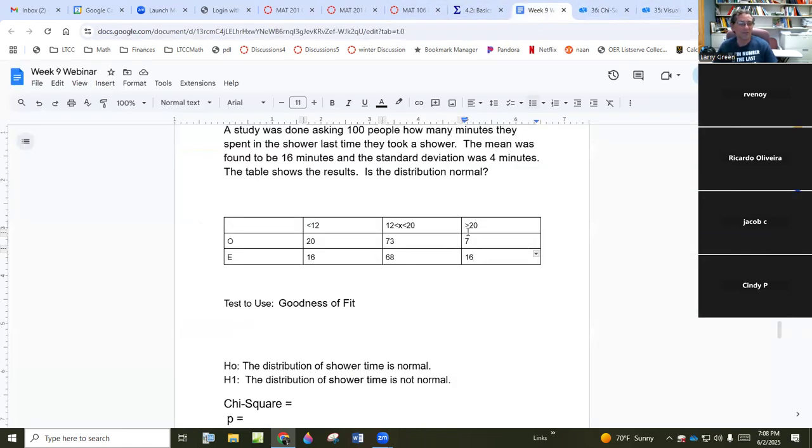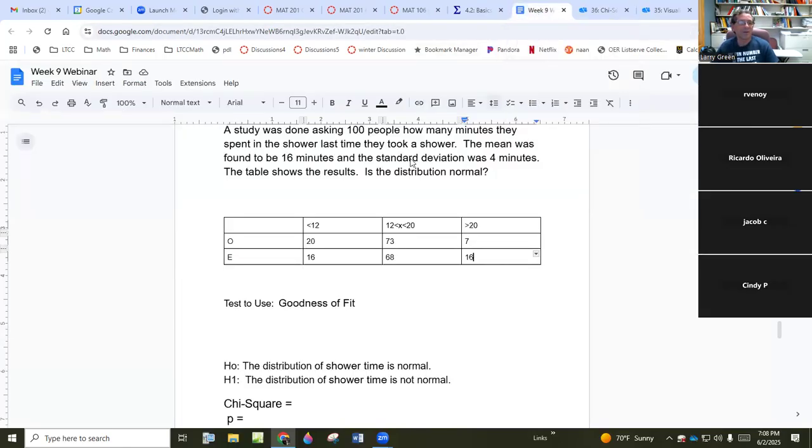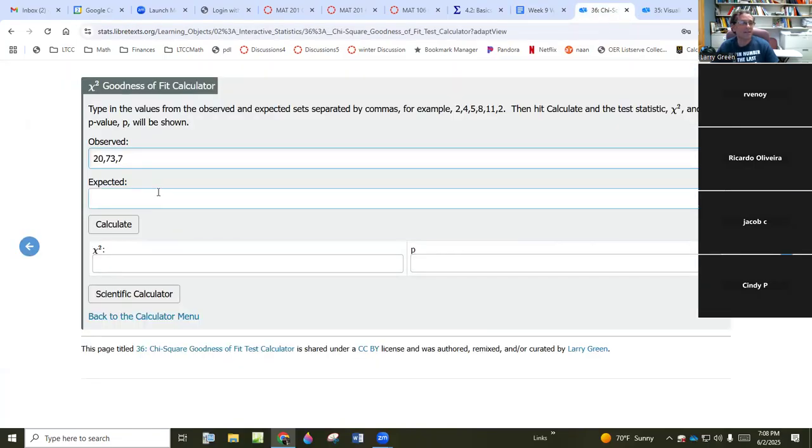So the observed were 20, 73, and 7. 20, comma, 73, comma, 7. And the expected were 16, 68, and 16. 16, comma, 68, comma, 16. And I hit calculate.